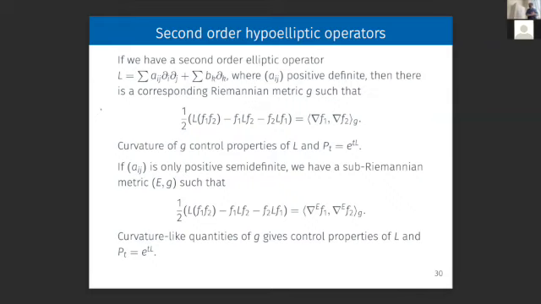If you care about second order operators that are not elliptic, so that show up like this, where these coefficients are only positive semi-definite, then this corresponds to something in a sub-Riemannian setting. This also shows up if you look at the corresponding stochastic processes with these operators as generators.